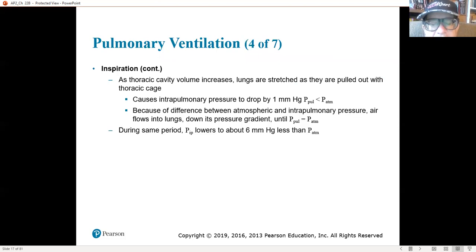I wish I had the model that's at school. We have a fabulous little model that you can see that when you pull on the diaphragm, the intrapulmonary pressure goes down, which means the interpleural pressure goes down, which means the air flows in. It's a great model.